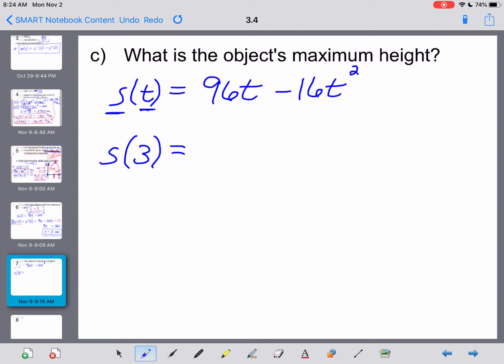Oh boy. And what do we got here, guys? 96 times 3 is going to be 288. Minus, let's see here. t squared is 9. 16 times 9 is going to be 144.